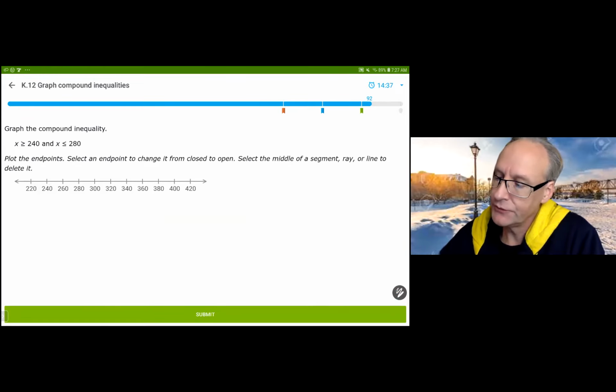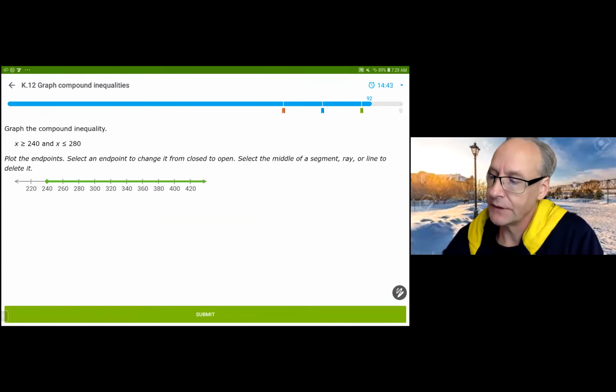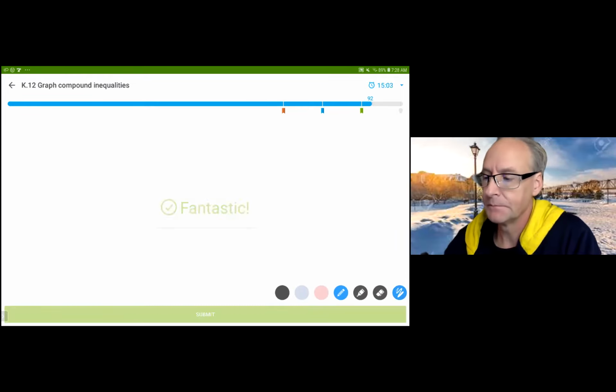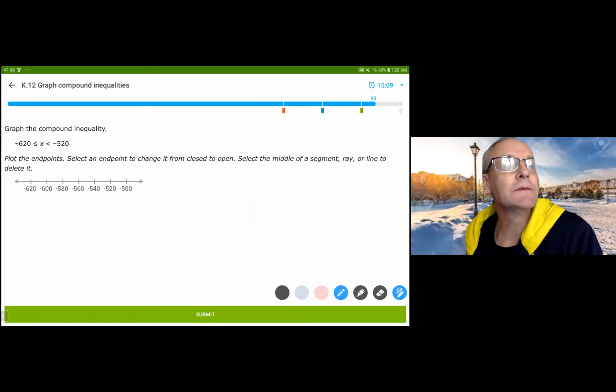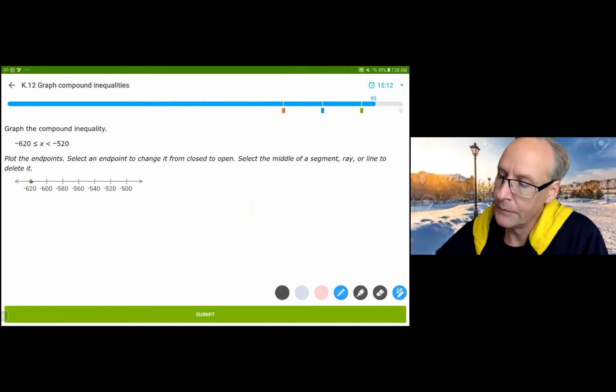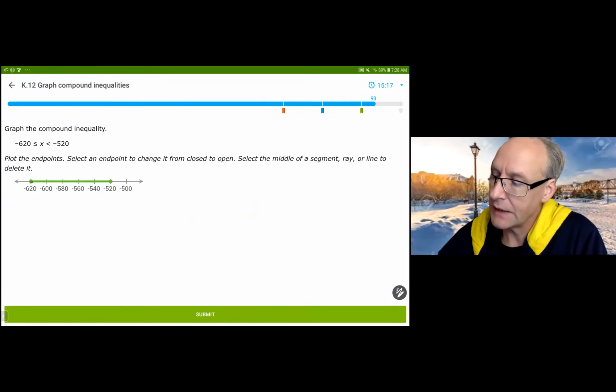Greater than or equal to 240, which would be these guys, and less than or equal to 280. So looks like it's these guys. And we want both to be true. Looks like that's it. That's the overlap. If you want to draw in your graphs, go ahead. I'm just going to go ahead. This is between negative 620 included and up to negative 520 not included.